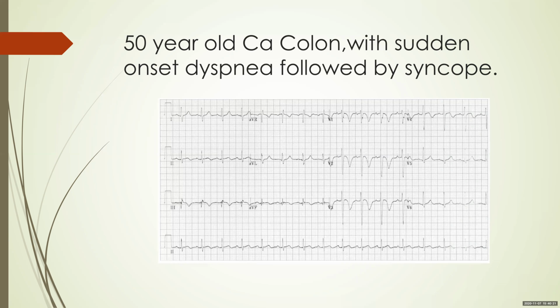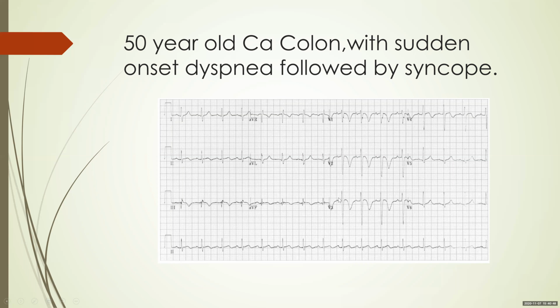A 50-year-old with CA colon, sudden onset dyspnea followed by syncope. You can see T inversions in the anterior leads, V1 to V4, and T inversions in 2, 3, and AVF. But you can also see an S wave in lead 1, a Q wave in lead 3, and a T inversion in lead 3. This is the S1, Q3, T3 of pulmonary embolism, and the T wave inversions in the inferior leads and the anterior leads are actually due to the pulmonary embolism.